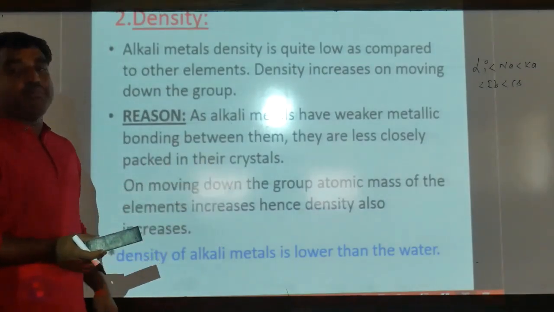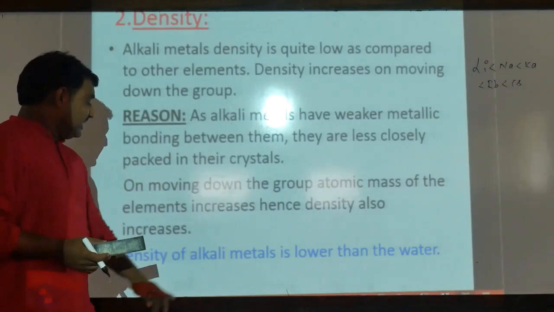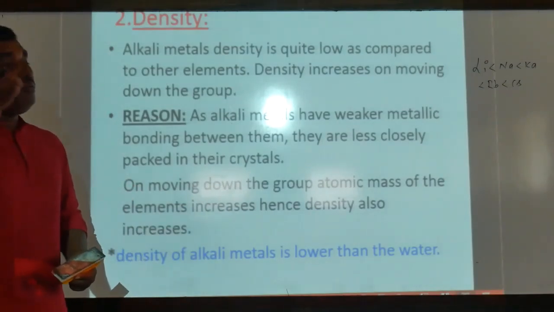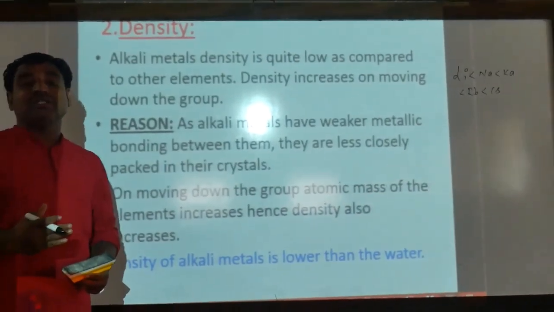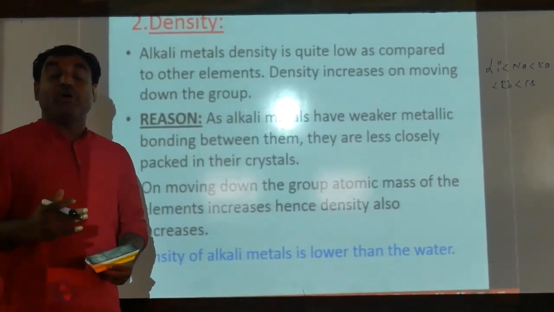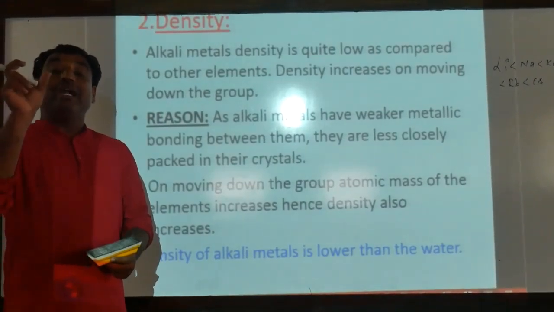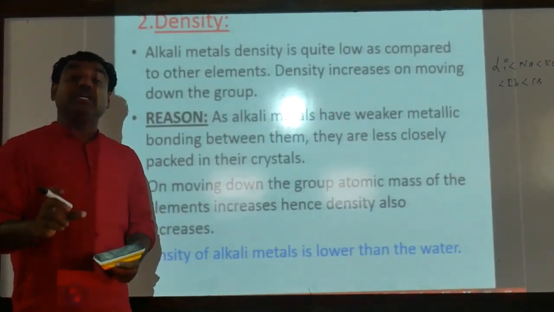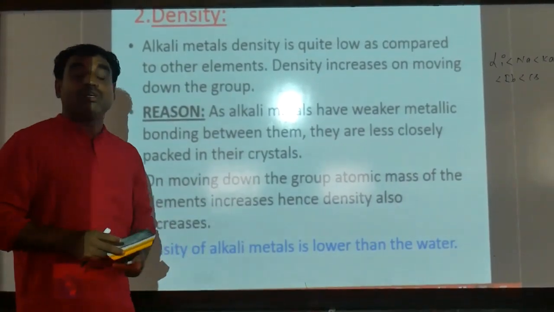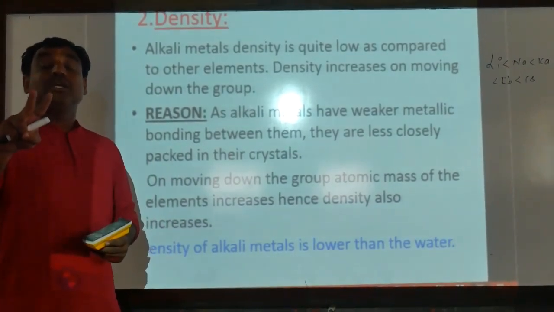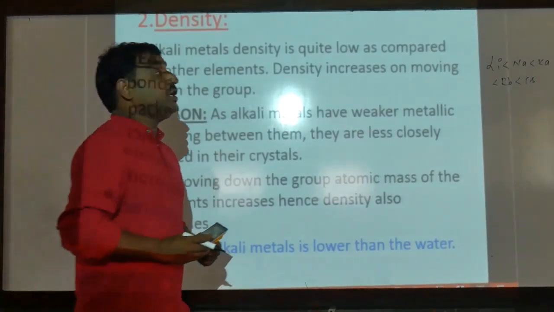On moving down the group, as we know, the atomic mass of the element increases, hence the density also increases. From top to bottom, from lithium to cesium, the atomic number increases, which means obviously the atomic mass also increases. Along with that, the volume of the atom from lithium to cesium also increases. Among these two factors, atomic mass and volume, the atomic mass predominates, hence the density increases from lithium to cesium.